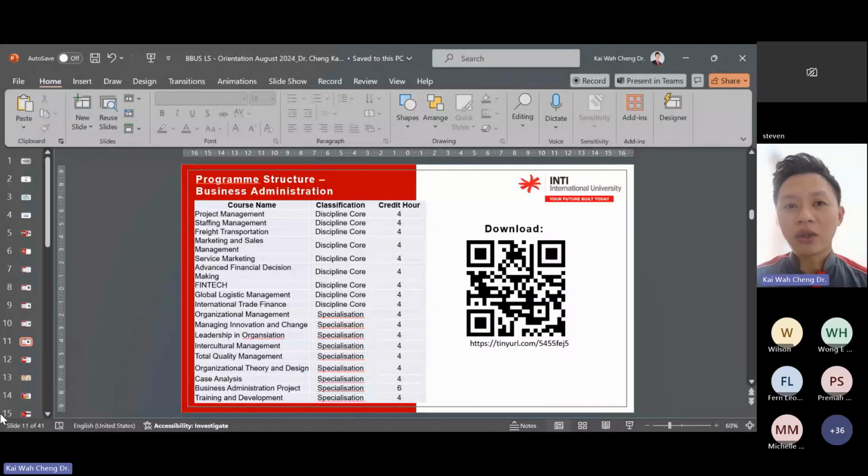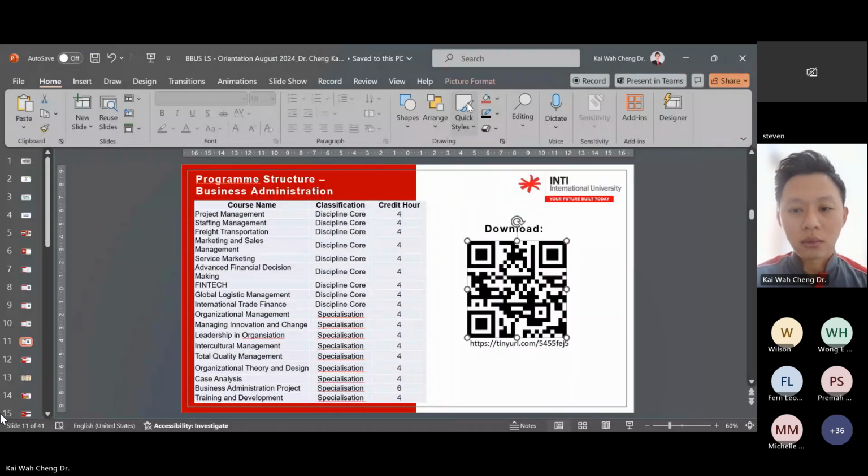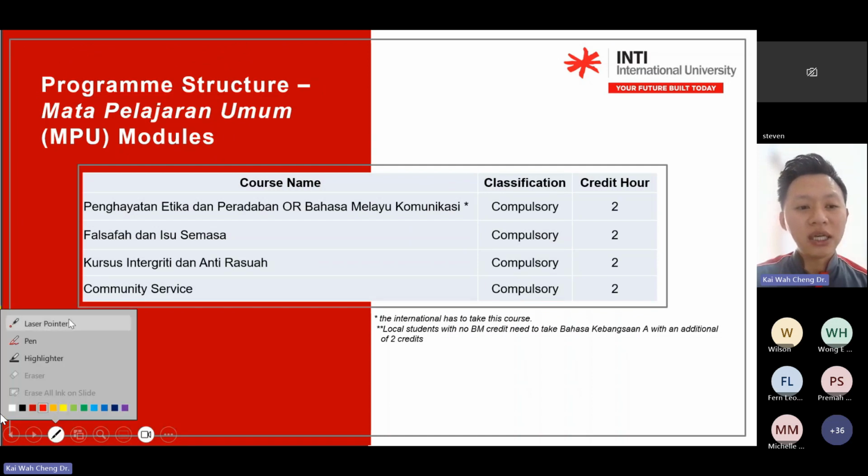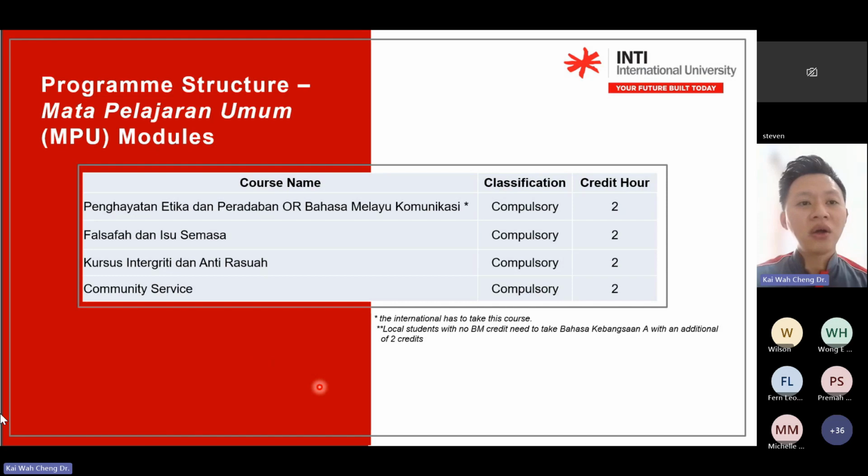Okay, now let's go back to our slide. So this is the compulsory course I explained to you just now. We have 4 compulsory courses here. We call it mata pelajaran umum. All right.